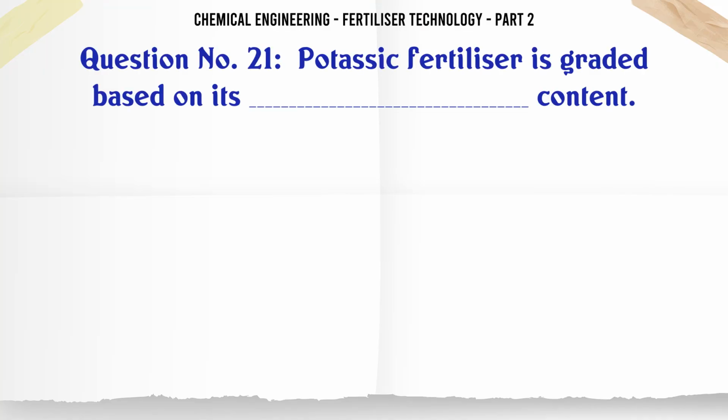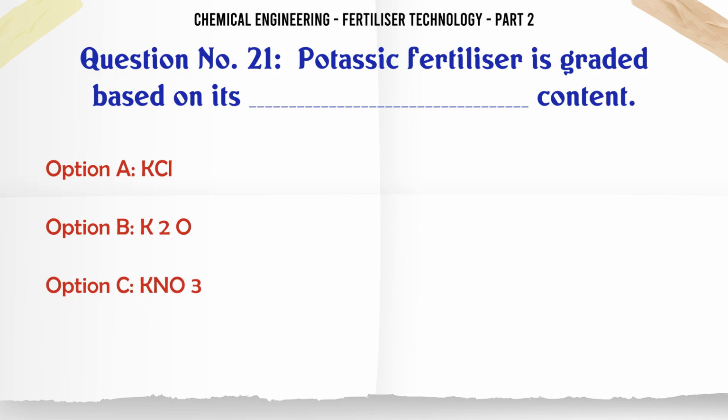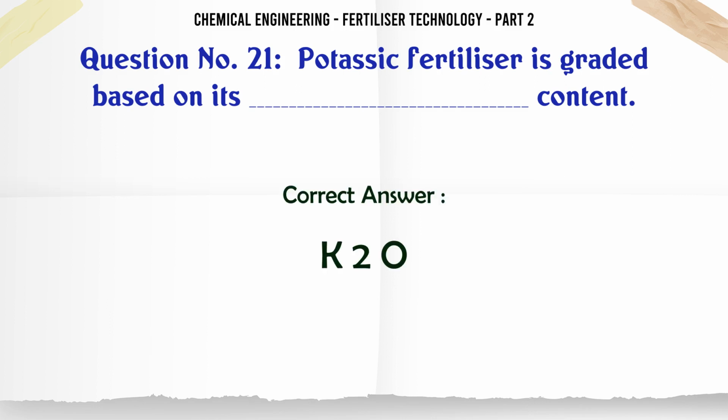Potassic fertilizer is graded based on its ___ content. A. KCl, B. K2O, C. KNO3, D. K2SO4. The correct answer is K2O.